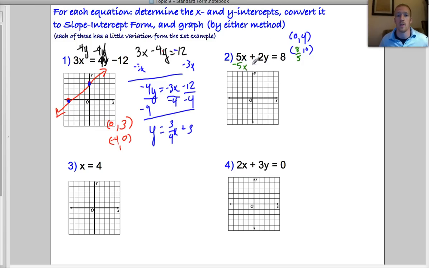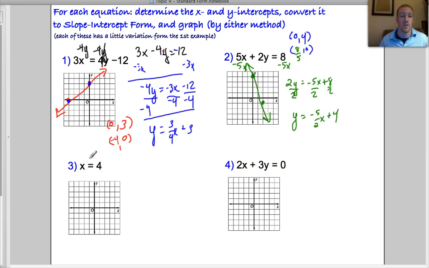So it's my 5x. I got 2y equals negative 5x plus 8, divide by 2. And I got y equals negative 5 halves x plus 4. So my y-intercept is 4. I'm going to go down 5 over 2. There's my line.